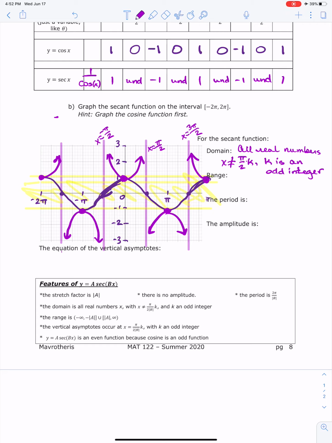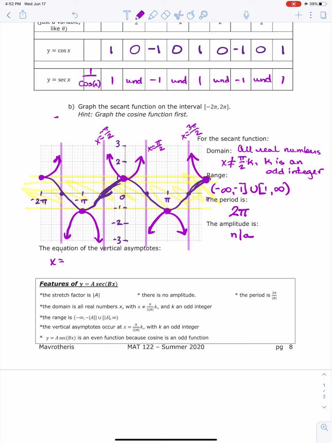Our range looks the same as with cosecant. We're going to go negative infinity to negative 1. And then 1 to infinity. Our period mirrors the period of cosine, so that's 2 pi. Again, we have no amplitude. The equations of our vertical asymptotes.